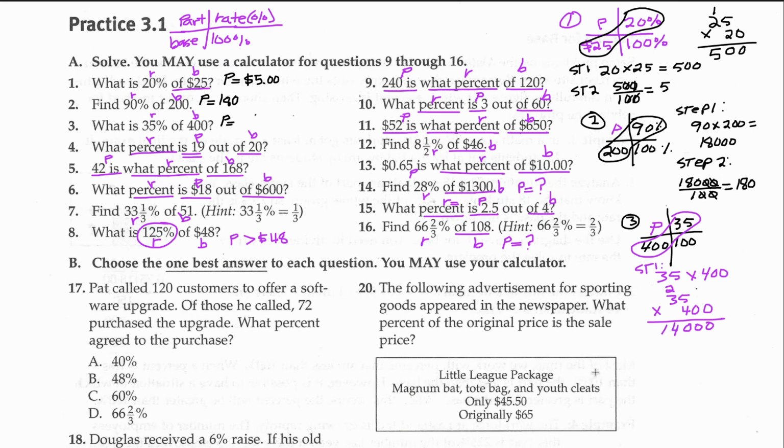Now we need to divide 14,000 by 100, which is step 2. Okay, put 100 underneath. Cancel the 0, 0, 0, 0. So what I have is 140. That is the answer for number 3. 140.